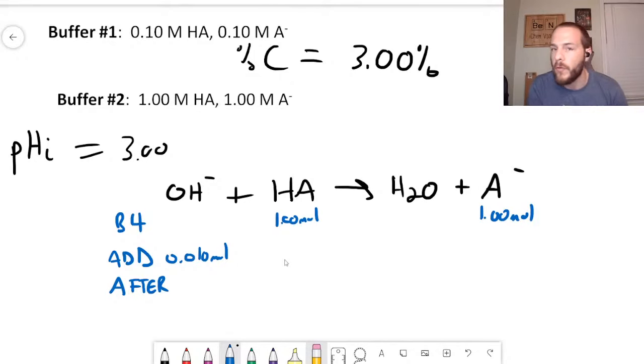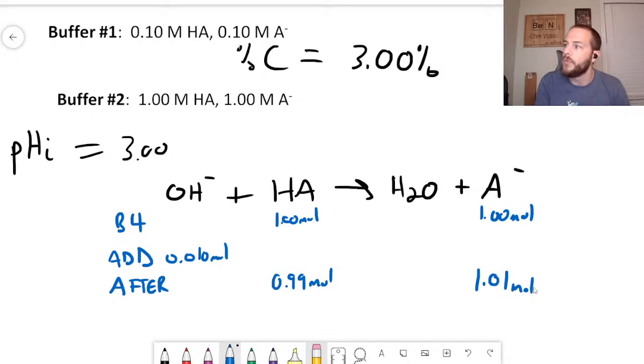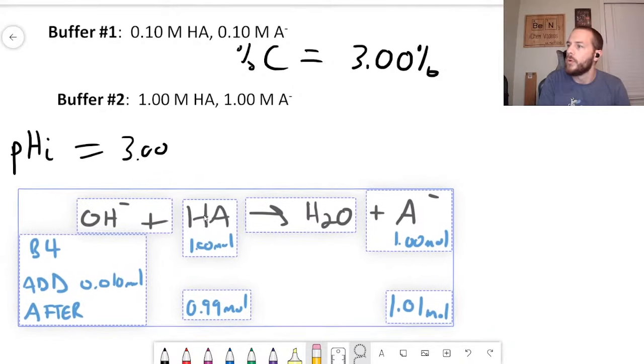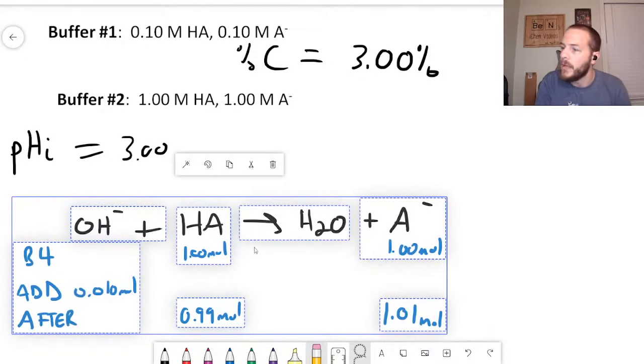So the amount of our weak acid becomes 0.99 moles, right? 1 minus 0.01 is 0.99, and consequently, the amount of our weak base is going to increase by 0.01 moles, so that becomes 1.01 moles, right? So I'm going to grab this whole table here and move it into the corner, give myself a little bit more room, to calculate the final pH.